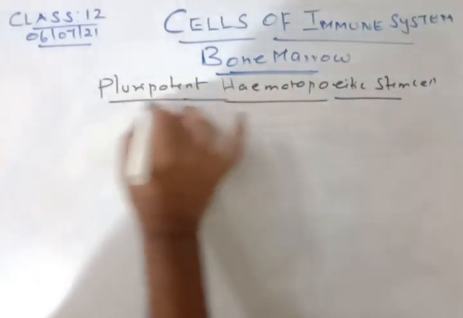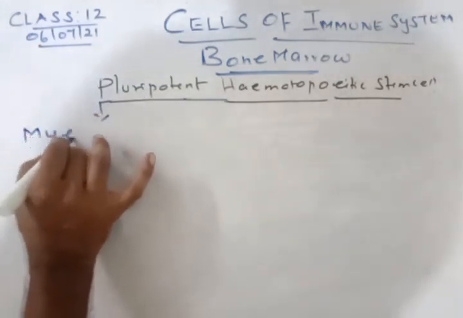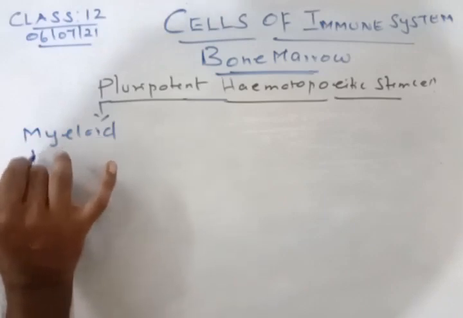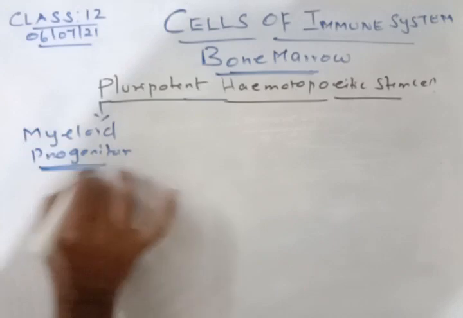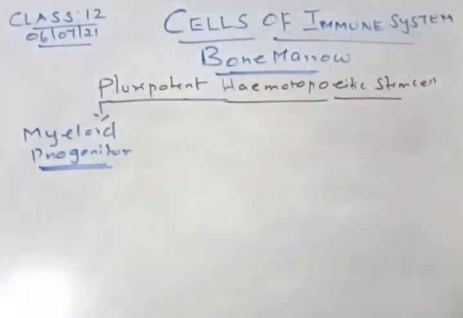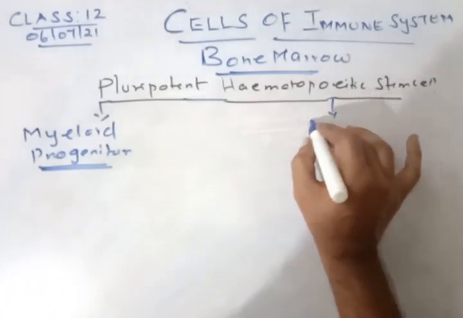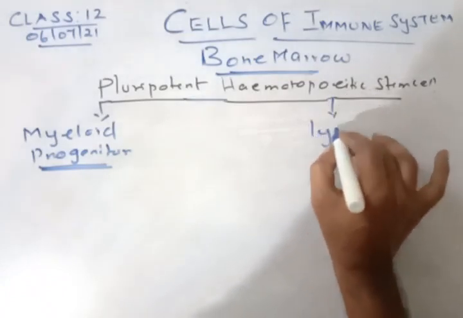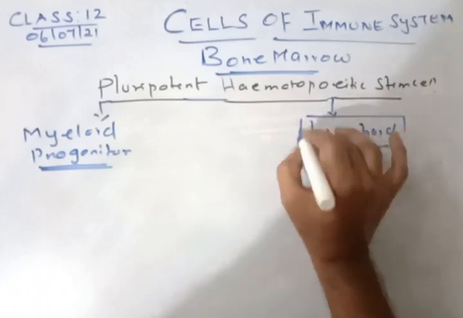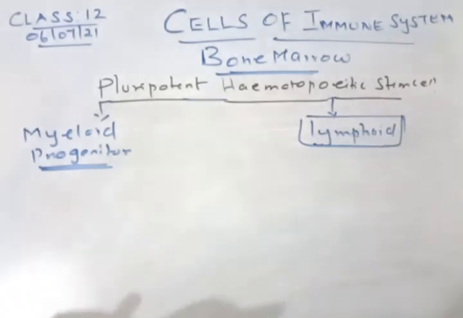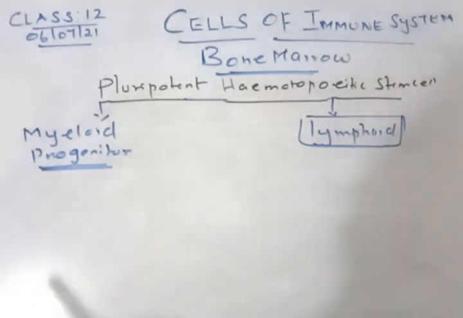Now, this pluripotent hematopoietic stem cell generates 2 types of cells. Number 1 is called the myeloid progenitor. Progenitor means before, it is a mother cell, from which other cells are formed. So one is called the myeloid progenitor, and another is called the lymphoid progenitor. From the lymphoid progenitor, the lymphoid cells are produced. First we will talk about the lymphoid cells and then we will study the other cells.